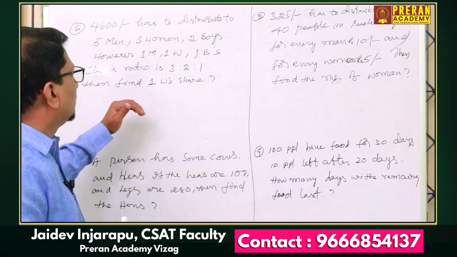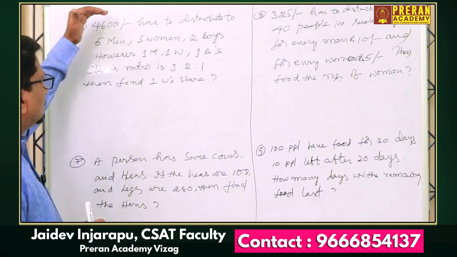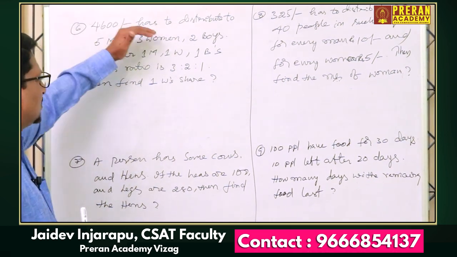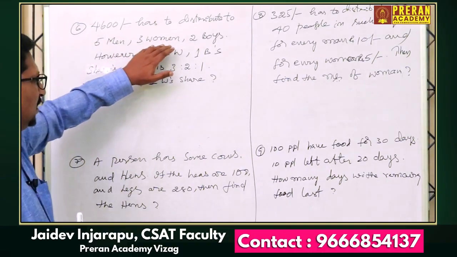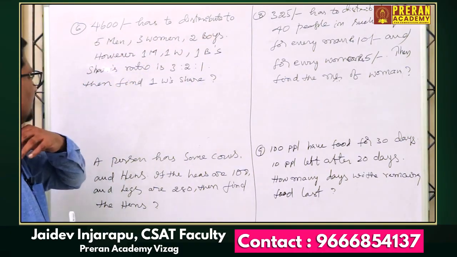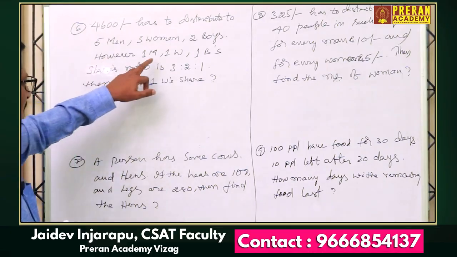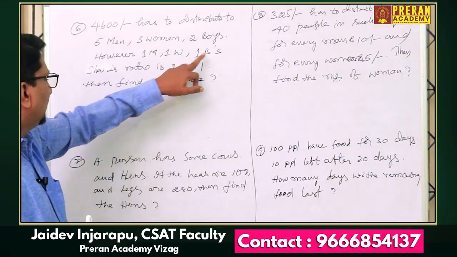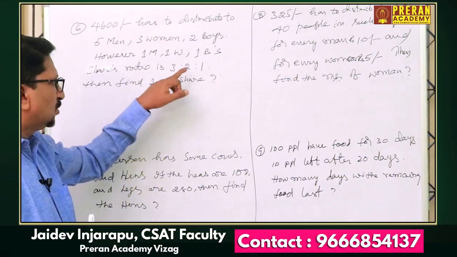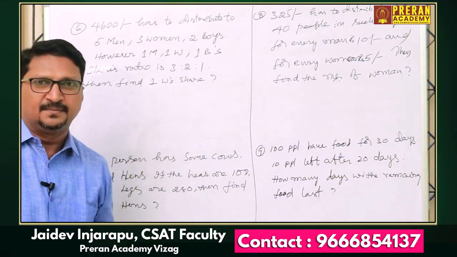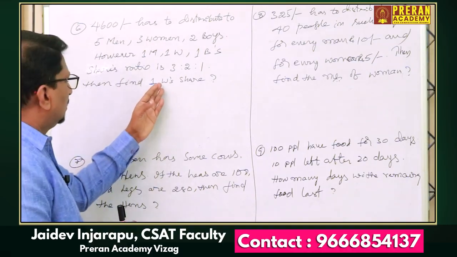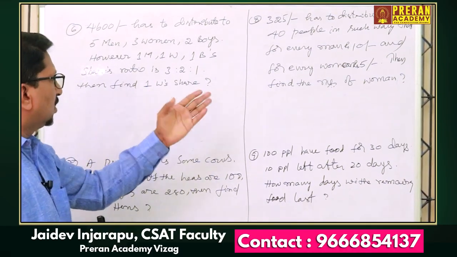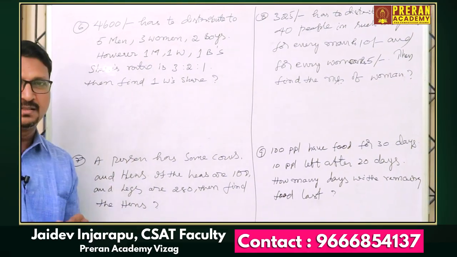Now see, here is an interesting question. 4,600 rupees has to be distributed to 5 men, 3 women and 2 boys. However, 1 man, 1 woman, 1 boy's shares ratio is 3:2:1. This is what he has given. Now find one woman's share. This is what he has asked.